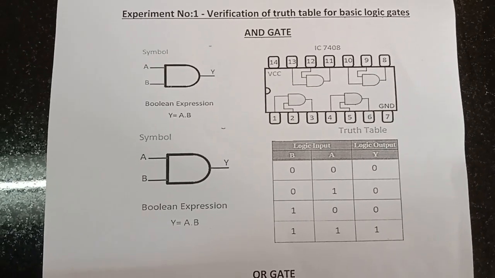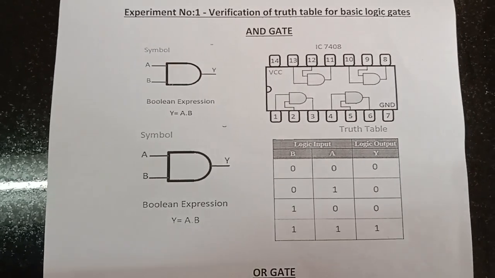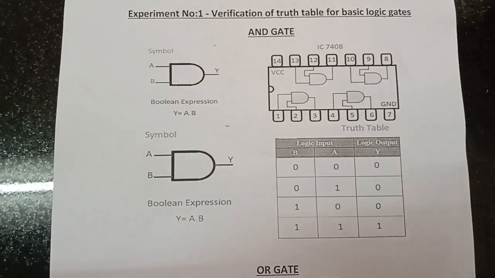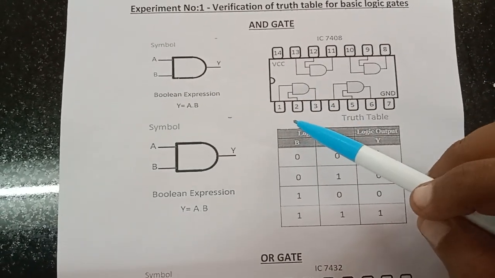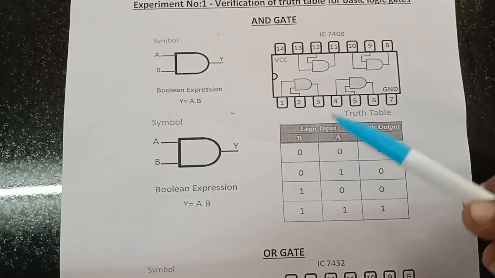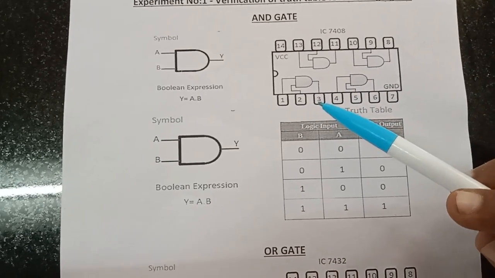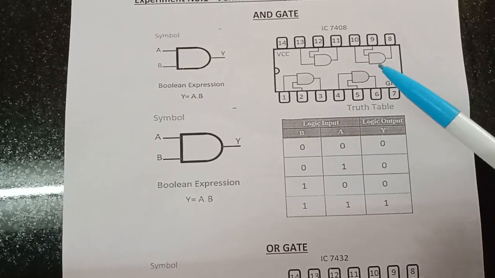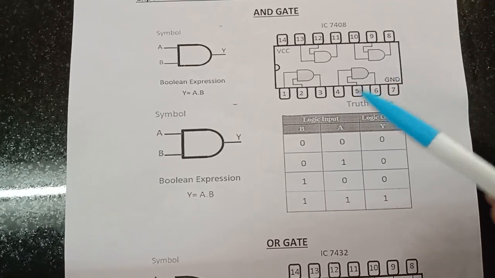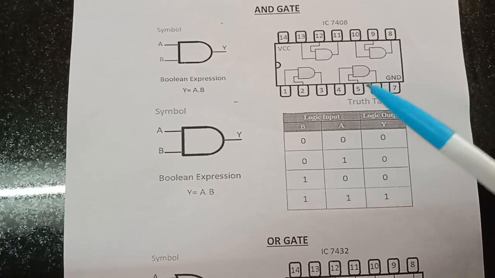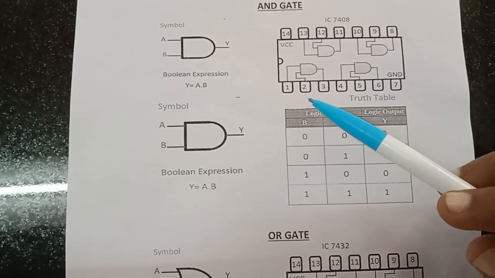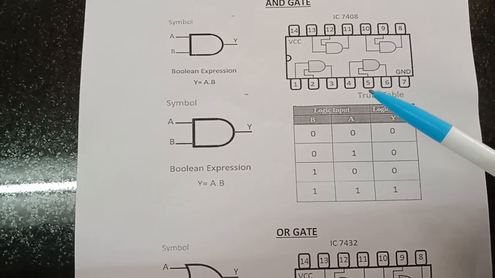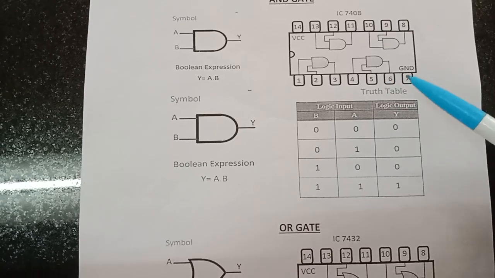Here we are using the IC 7408 integrated circuit. It has 14 pins, numbered 1 to 14. Generally, pin numbers 1 and 2 are the inputs and 3 is the output. This particular IC 7408 has 4 AND gates. We are using the first AND gate, the input is 1 and 2, output is 3. Similarly, the second gate has input 4 and 5, output is 6.